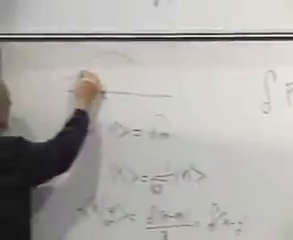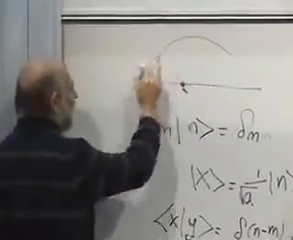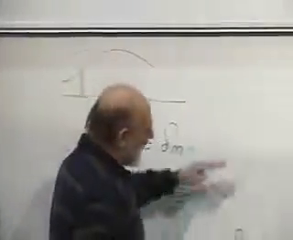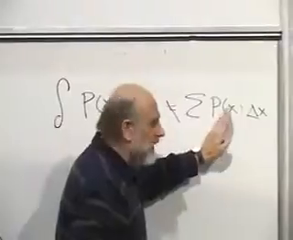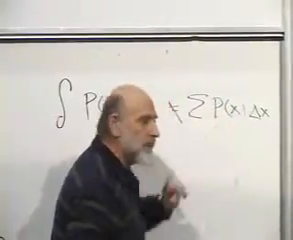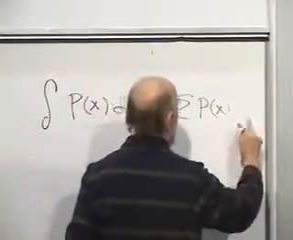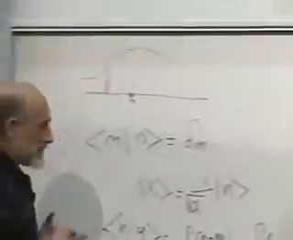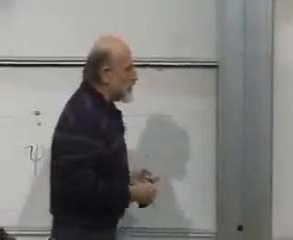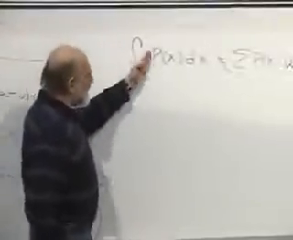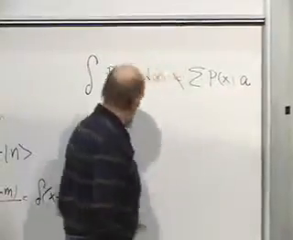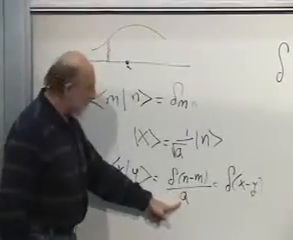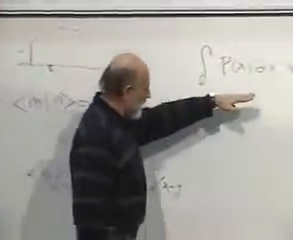P of x times delta x, where each little delta x here gives you an area, the height times the width, and the integral is the limit of the sum of p of x times delta x, or just times a. So you see this little a interval gets into equations. It gets into this equation in this form, and it gets into this equation in this form. This is what we're doing.